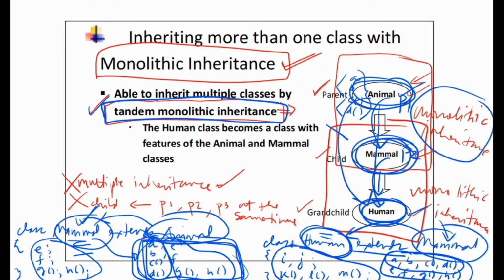So the direct inheritance is not allowed, but the tandem monolithic inheritance is allowed. So multiple inheritance is still done, but not directly. It is done indirectly using the technique tandem monolithic inheritance.